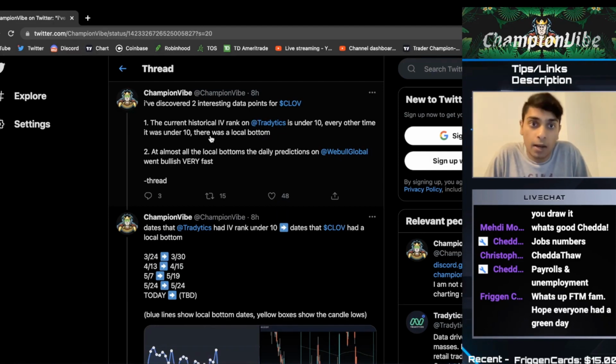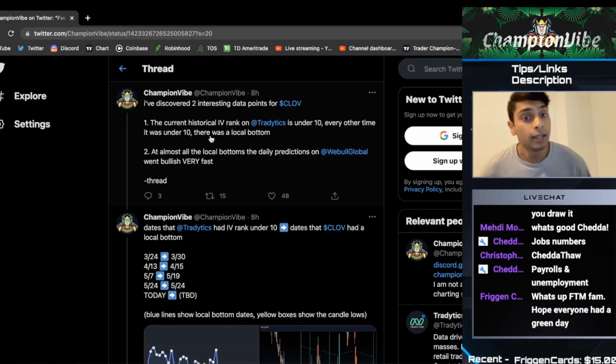The other point I saw was at all those local bottoms, the daily predictions on Webull went very bullish very fast. Now on Webull, which is a trading app, they have this little feature where all the retail traders can kind of vote on whether they're bullish or bearish on a stock. And you would think that that would just kind of be useless. Like, who cares what other people think? It's all about how the stock moves and the news and the technicals.